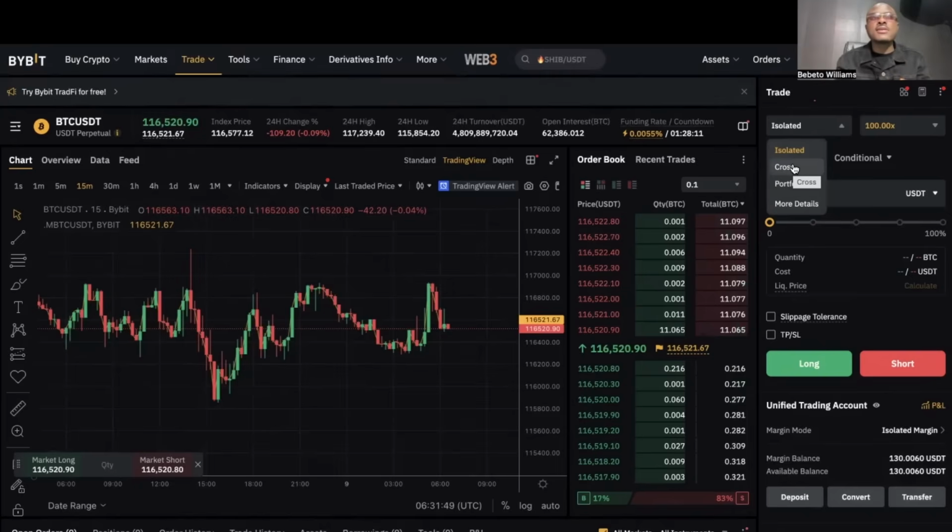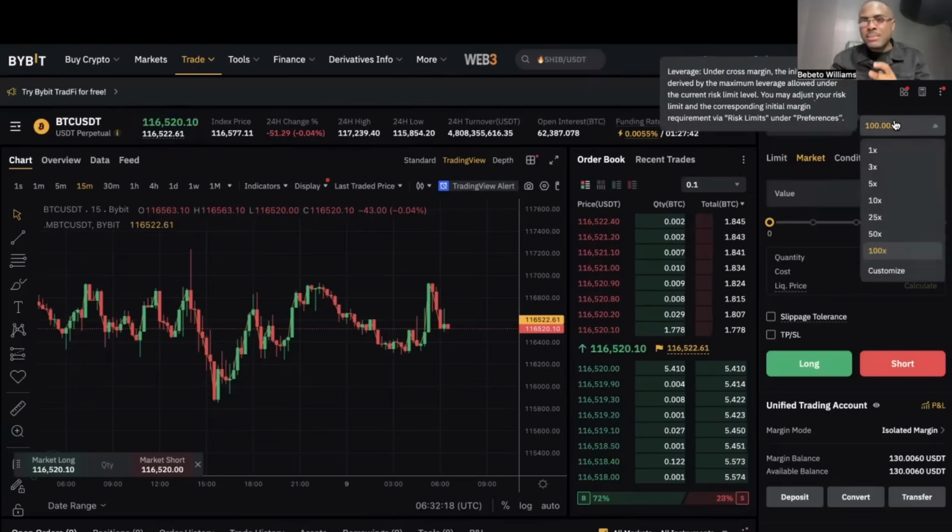But when you use cross margin, it means that if you lose that $20, the $100 that you still have should still hold your account until the market starts reversing and pushing in your direction. So I would advise you as a newbie to make use of isolated margin, because this is the best margin you can ever use.